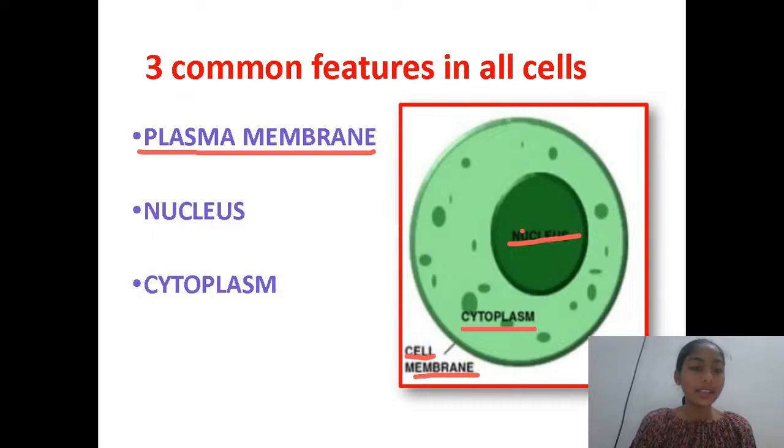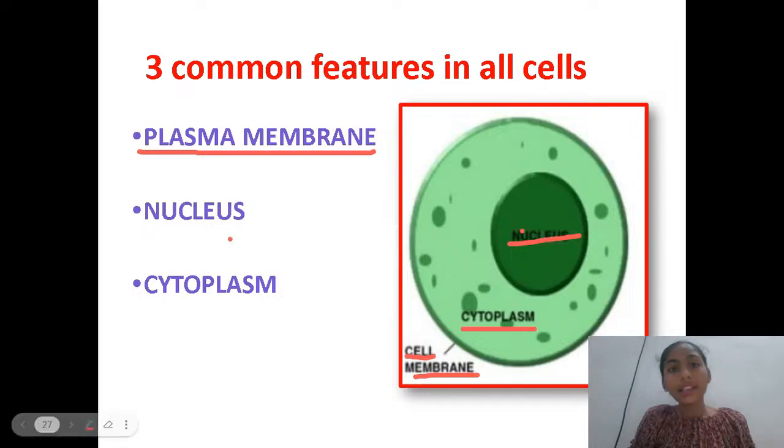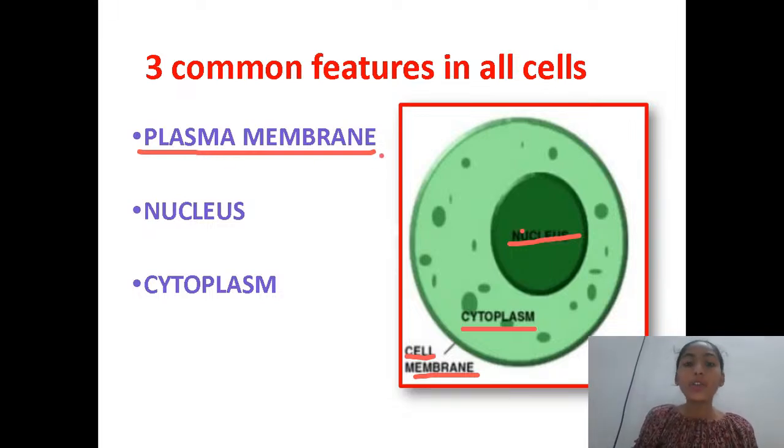Christy's doubt is: ma'am, cells do have a cell wall, right? Cells do have a cell wall, but it depends. Plant cells have a cell wall, and animal cells do not, and you will learn why in part two, where I'll be explaining everything. But the cell wall is not a common feature of a cell. Only these three are there: plasma membrane, nucleus, and cytoplasm. The cell wall is not the common feature, Christy.